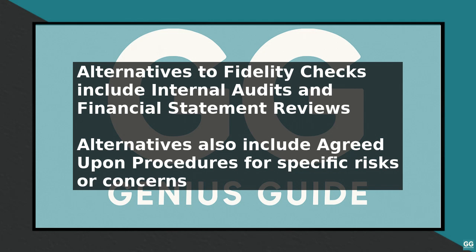Financial statement reviews are less comprehensive than fidelity checks and provide limited assurance on financial statements. Agreed-upon procedures involve specific procedures agreed upon by the auditor and the client to address specific risks or concerns.